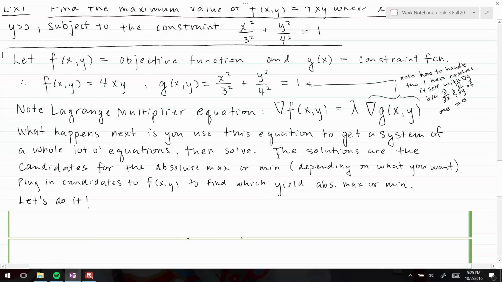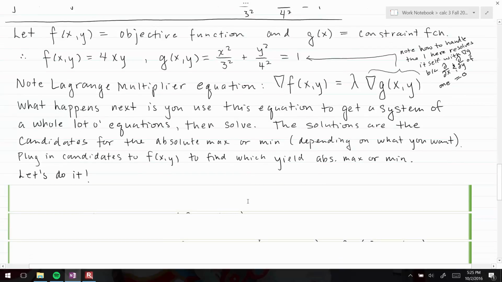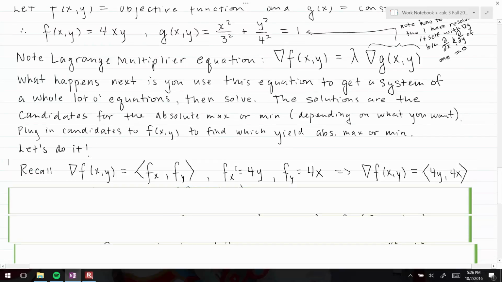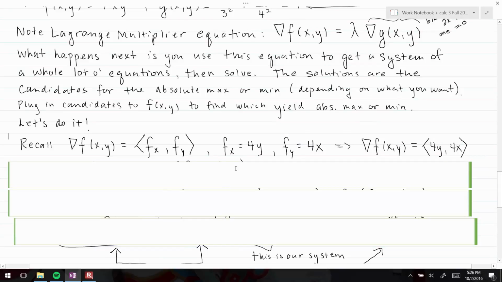Okay, so I should have been clear that we also need the constraint in here. Maybe I'll go back and put that in just to be clear that that's another one of our equations in the system. Alright, anyway, so let's start finding the gradient of f and gradient of g. Typically this is not too hard.